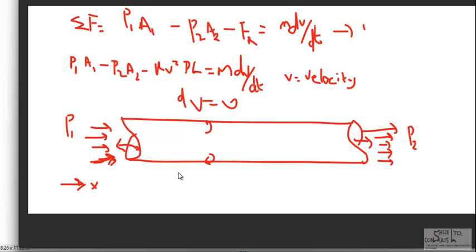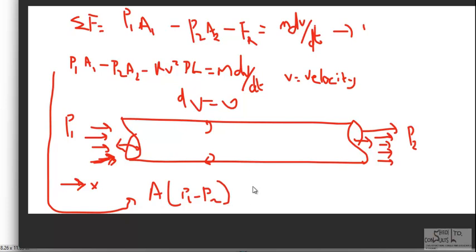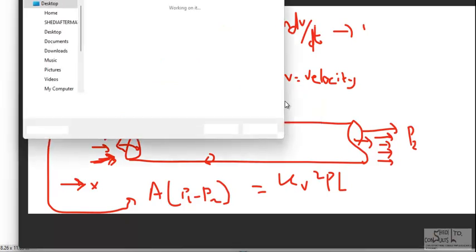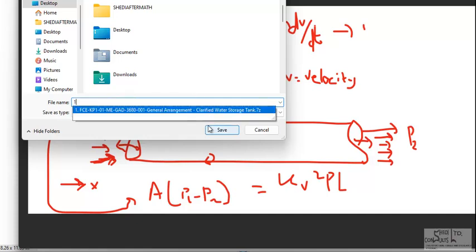And the cross section is the same. If the cross section is the same, this equation becomes A into P1 minus P2 is equal to K V square P L. Let me save this as equation 1.